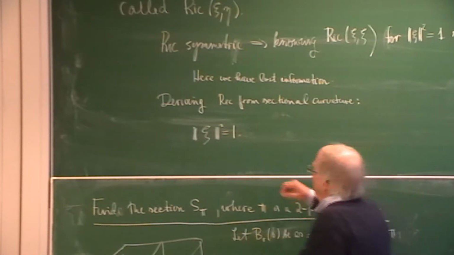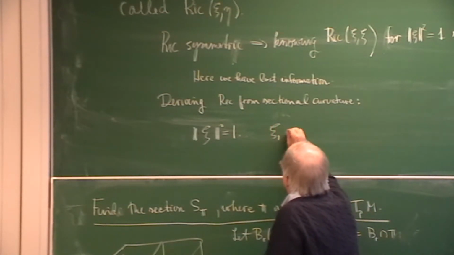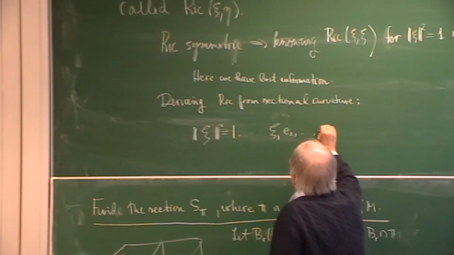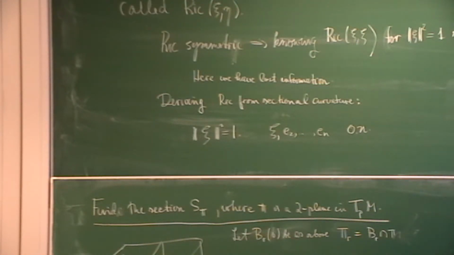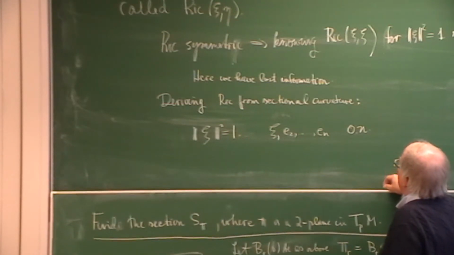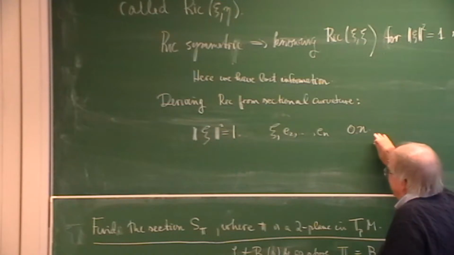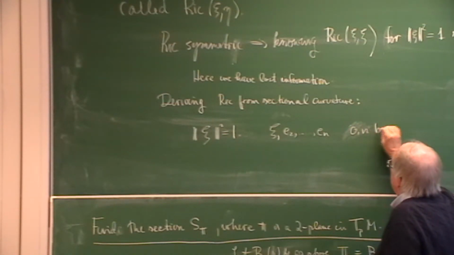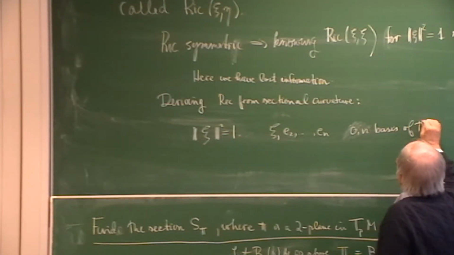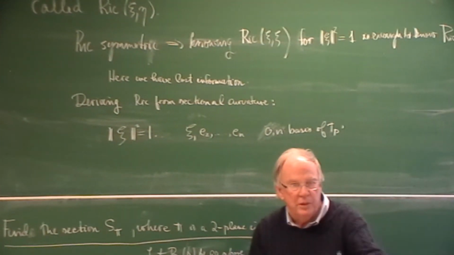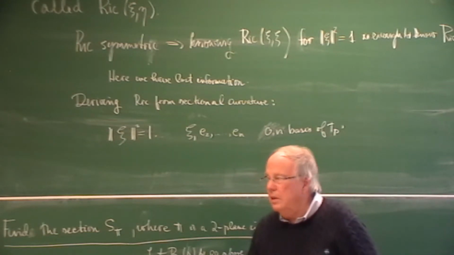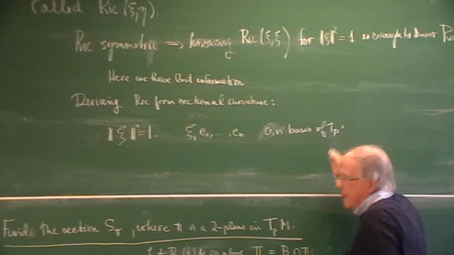And now you extend that to an orthonormal basis of the tangent space. I hope you understand. I've fixed a base point. I'm discussing this at one base point all the time. Everything depends on the base point. So an orthonormal basis of this with respect to the metric.